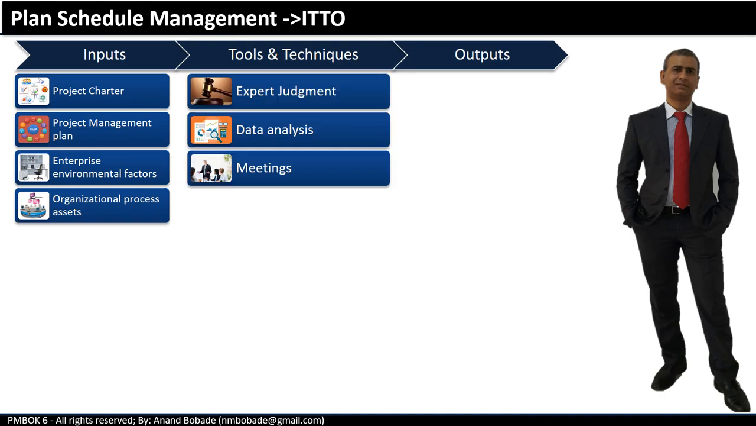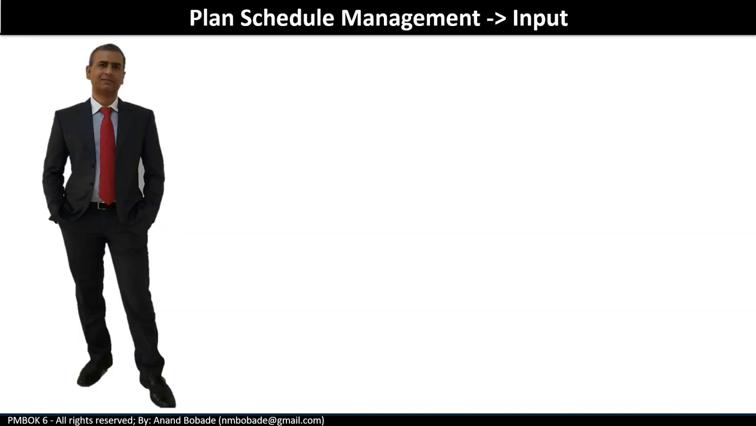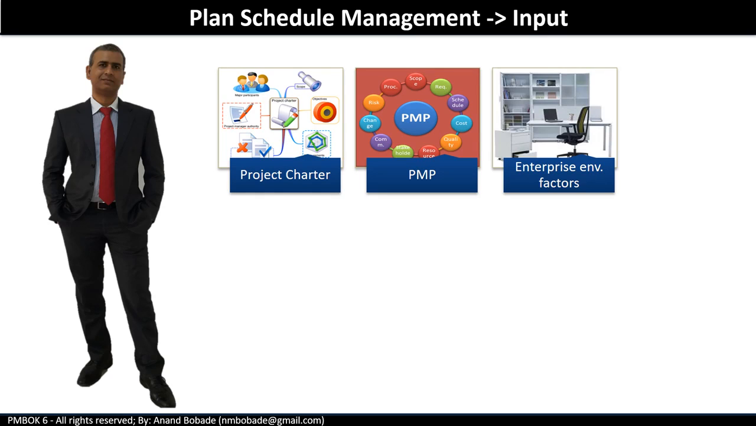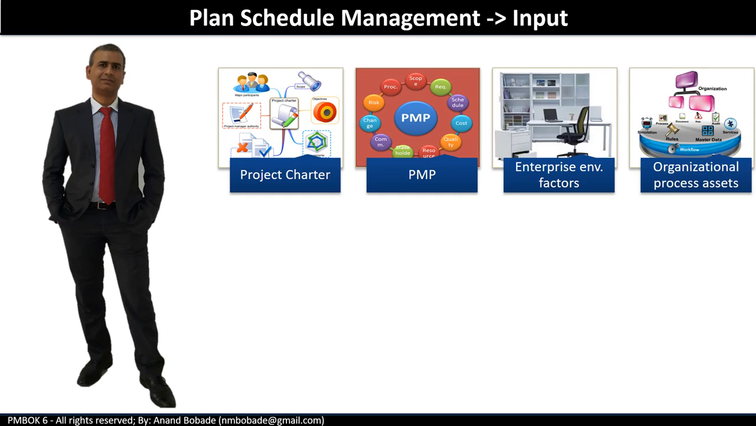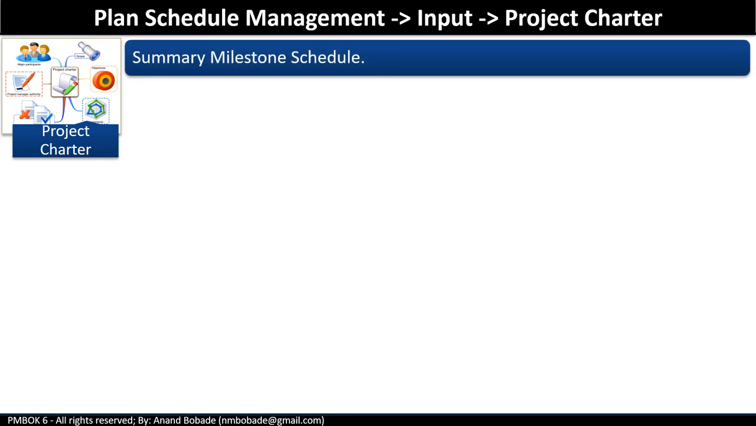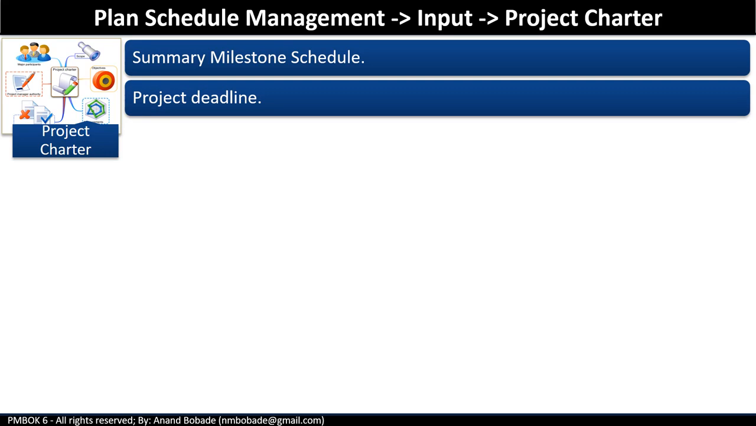Let's look at inputs, tools, techniques, and outputs. Inputs are project charter, project management plan, enterprise environmental factors, and organizational process assets. Project charter. It contains many key elements at a high level. For example, the major constraints of scope, schedule, and cost. With respect to schedule, the project sponsor might have specified important milestone dates for the project in the summary milestone schedule. It also includes the project deadline for the completion of the project. This constraint will be kept in mind while planning, while creating the schedule management plan.